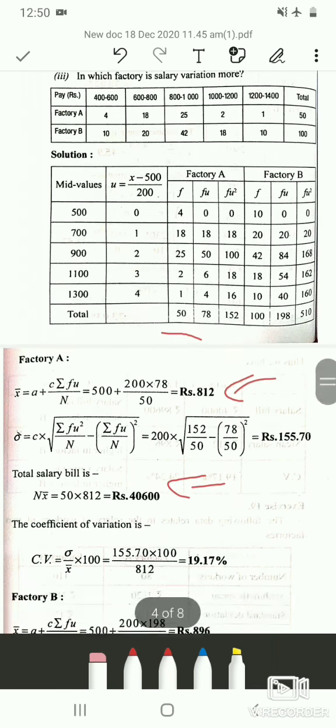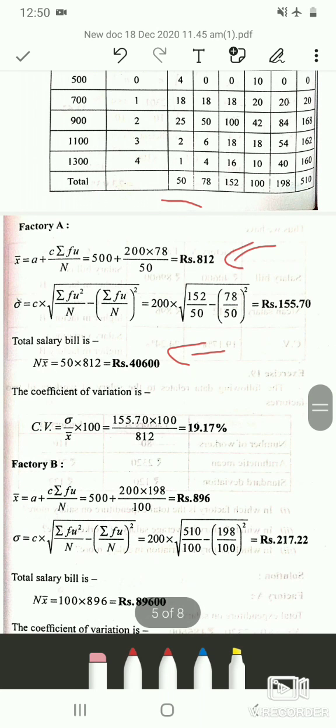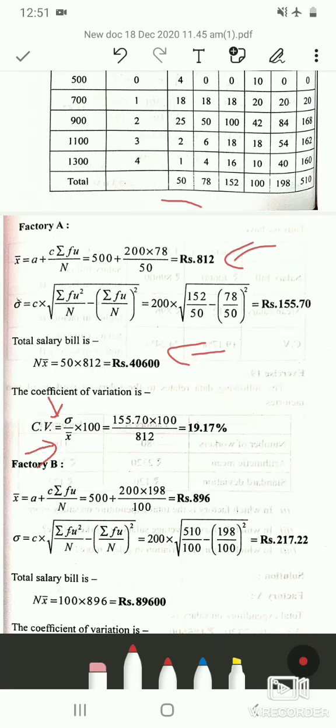And then we have to calculate coefficient of variation. We have the value of standard deviation, we have the value of x bar. So CV is equal to sigma divided by x bar into 100, which is 155.70 into 100 divided by 812. So you'll get it as 19.17%. Note, you shouldn't write the unit of measurement as it is independent, but you have to write in terms of percentage.